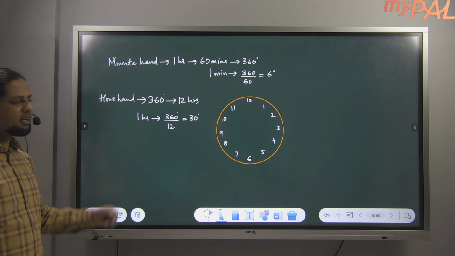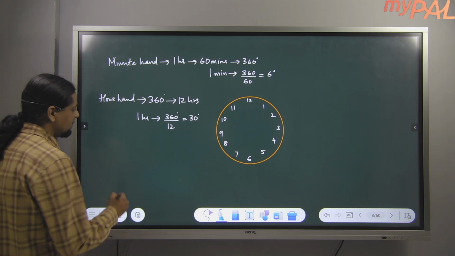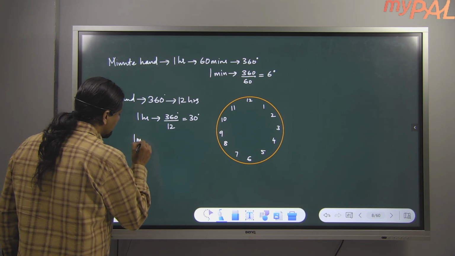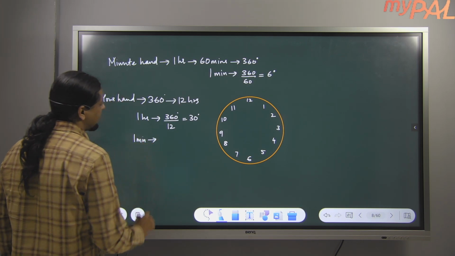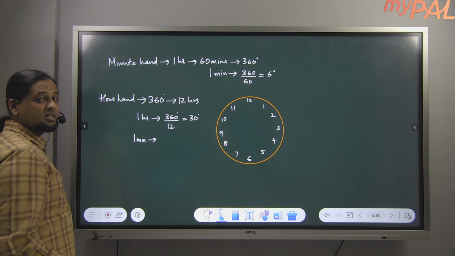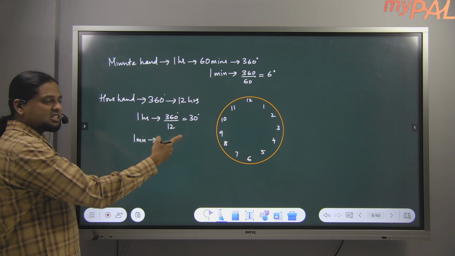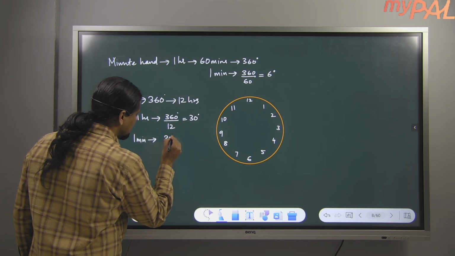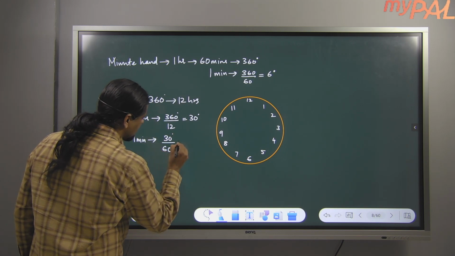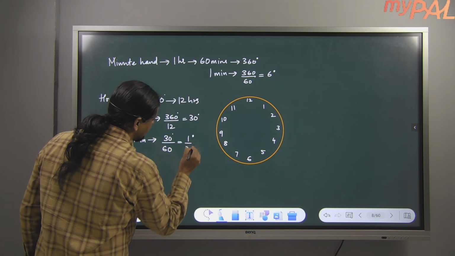We are talking about the hour hand, and in 1 hour it covers 30 degrees. Next, I want to check how much the hour hand covers in 1 minute. 1 hour is nothing but 60 minutes. So 30 degrees divided by 60, what will I get? Half a degree.